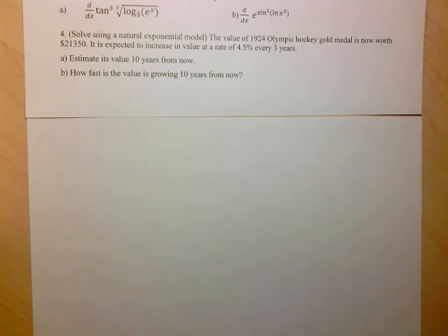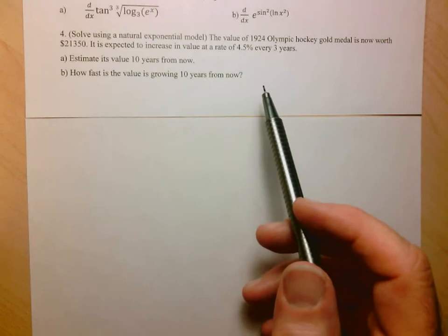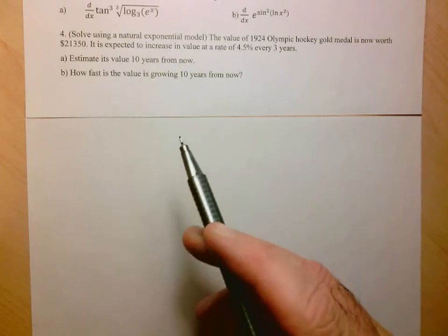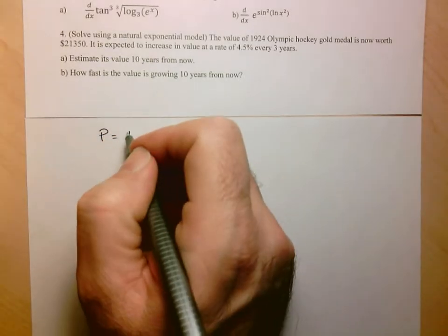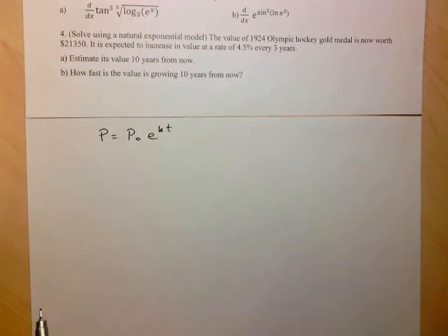Hi folks, we're going to take a look at number 4 from the Unit 2 assignment extra questions. Here they're giving us an exponential model to use, but we want to use a natural exponential model, that means base e. So what I'm going to be working with is something of the form P equals P naught e to the kt.